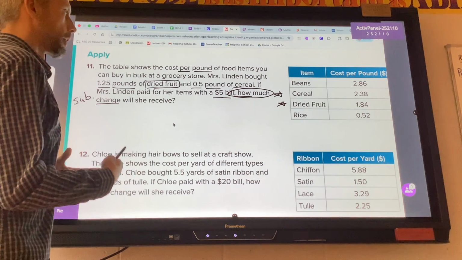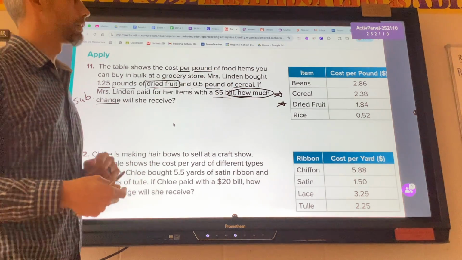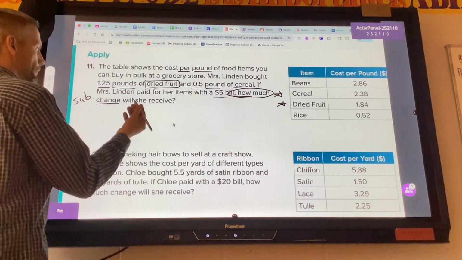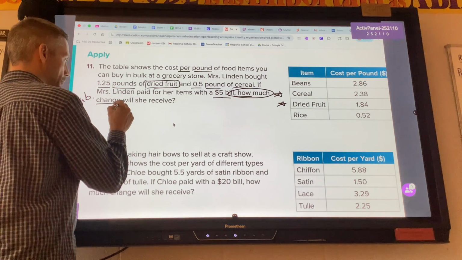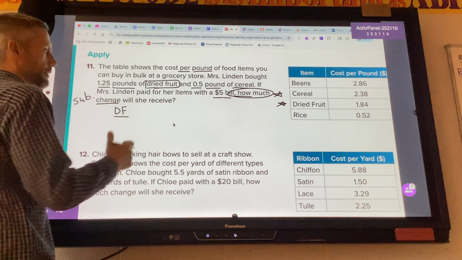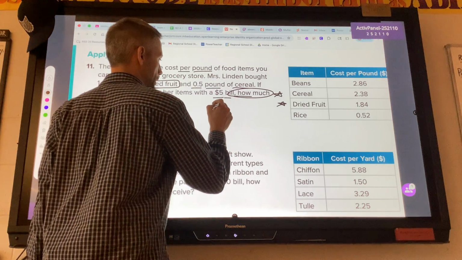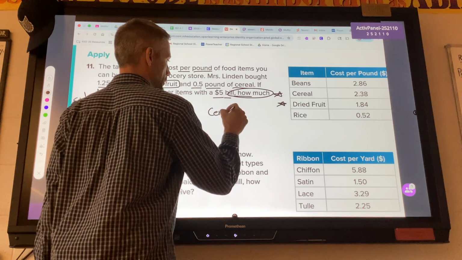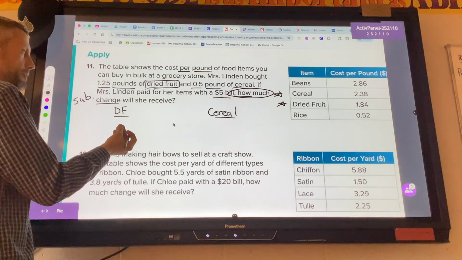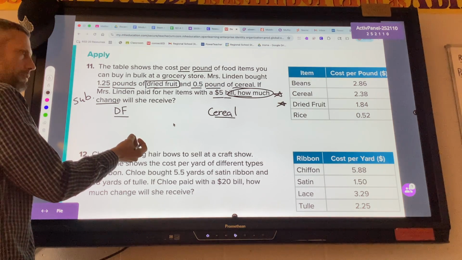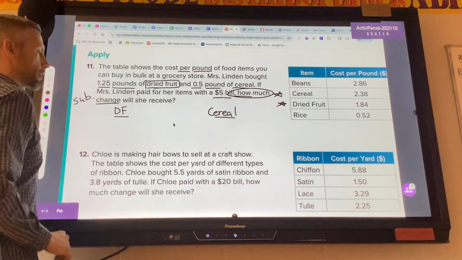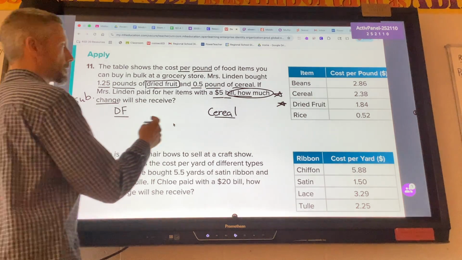So now I know that we are multiplying how much the food items cost times how much of each of those items we got. If you've been paying attention in class, you know this about me. I like to label different things that I'm working on if they're multi-step problems. So in this case, we're going to do the dried fruit, and then we're going to do the cereal. We're going to add them together to figure out how much she's going to pay total, and then we're going to subtract from $5. So I don't even know if I have enough room here. This is why a notebook would be good, but I'm going to try to fit it in here.